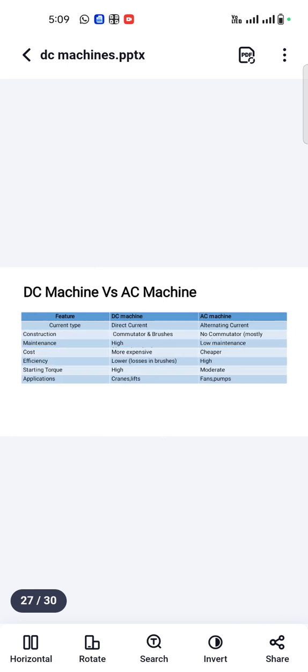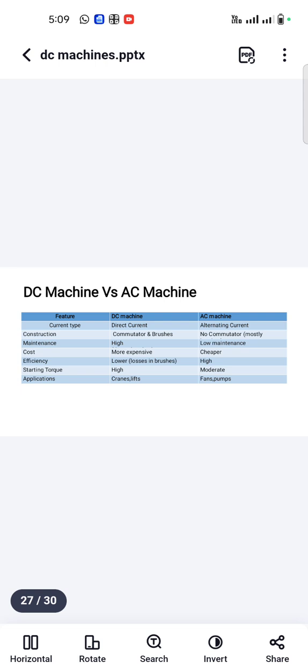Okay. Then DC machine versus AC machine. What is the main difference between DC machine and AC machine? Okay. So for DC machine, direct current is used. What about AC machine? Alternating current is used. Okay, how is it constructed? For DC machine, commutator and brushes are important, but in AC machine there is no commutator.